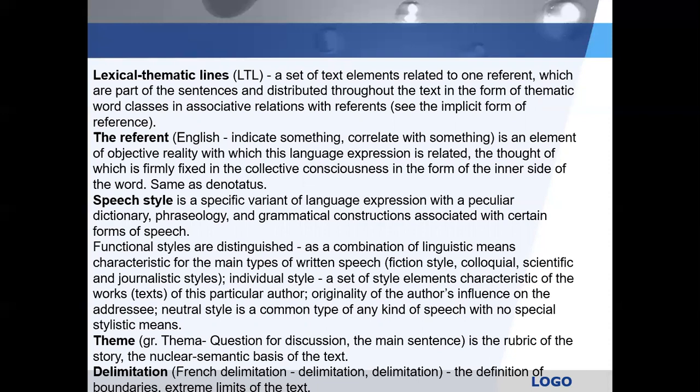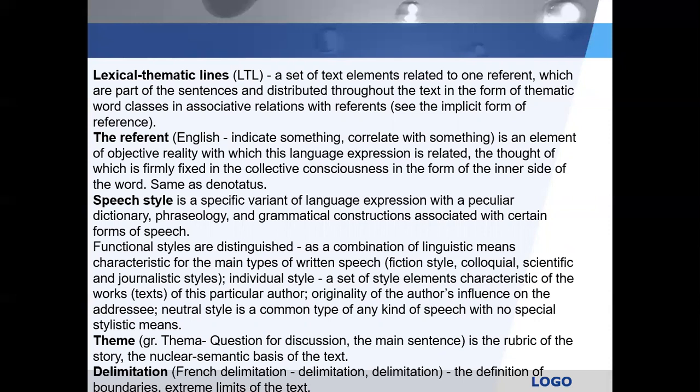Speech style is a specific variant of language expression with a fuller dictionary, phraseology, and grammatical constructions associated with certain forms of speech. Functional styles are distinguished as a combination of linguistic means characteristic to the main types of written speech. Individual style, a set of style elements characteristic of the works of this particular author, the originality of the author's influence on the addressee. Neutral style is a common type of any kind of speech with no special stylistic needs.